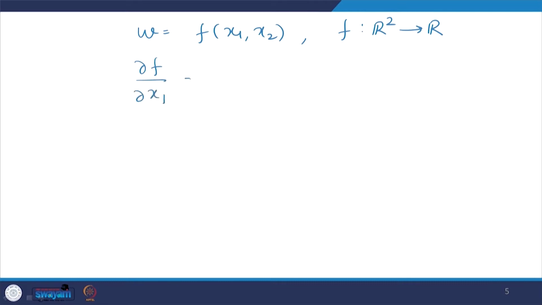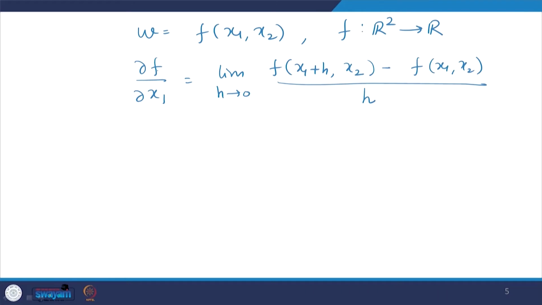Now, let us come to a function of two variables. Say w is equal to f of x1, x2, where f is from R2 to R, a two variable function. Here you have two independent variables x1 and x2, and w is a dependent variable. So, here we have the concept of partial derivatives. If we define del f upon del x1, it is nothing but the limit h tending to 0 of f of x1 plus h, keeping x2 fixed, minus f of x1, x2, upon h.